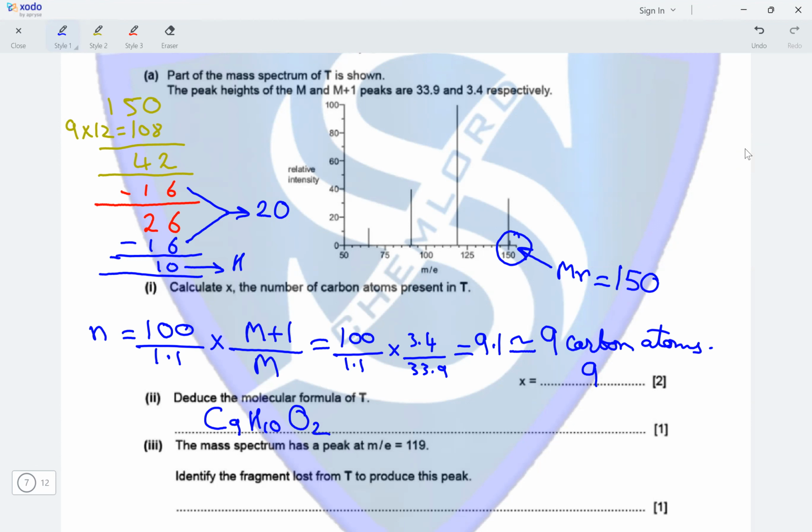The mass spectrum has a peak at m/e 119. Identify the fragment lost from T to produce this peak. The Mr of the compound is 150. The remaining fragment is 119. So the fragment lost has a mass of 31. If we have one carbon, which has a mass of 12, and one oxygen, which has a mass of 16, together they have a mass of 28. And 28 subtracted from 31 leaves 3 hydrogen atoms. So the fragment that was lost was CH3O+. This is the fragment lost from T to produce a peak at 119 mass to charge ratio.